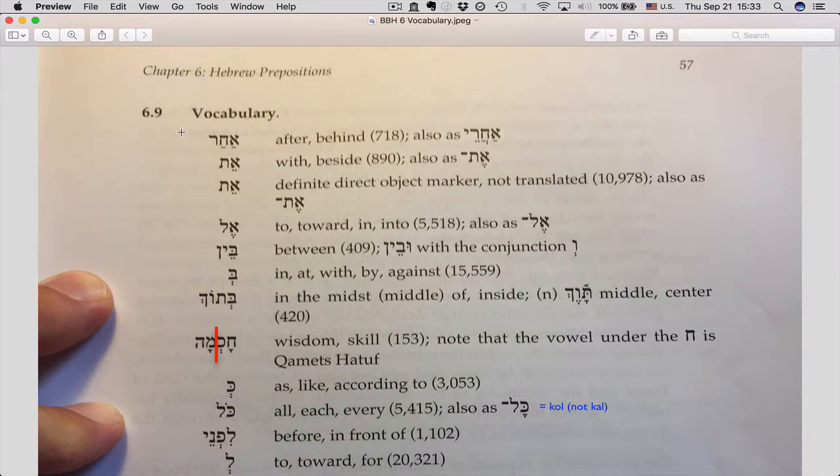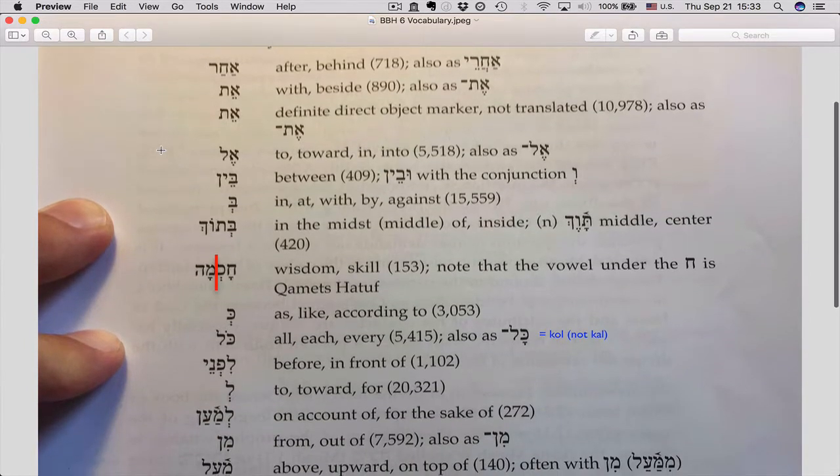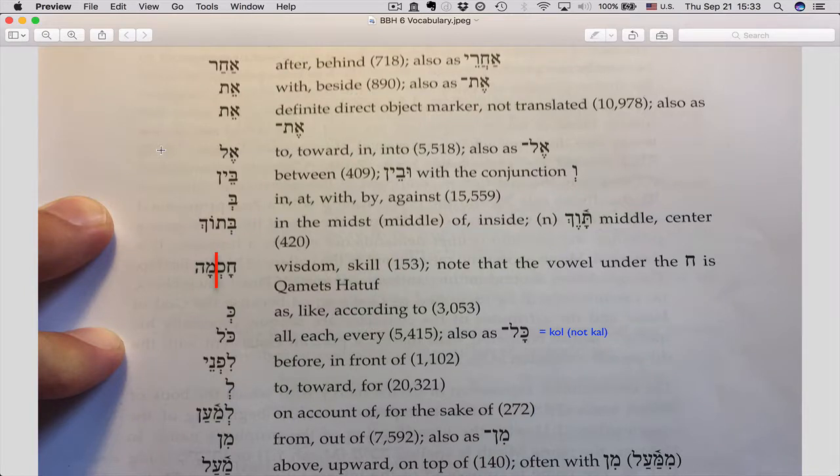Hi everyone, this is a quick reading of our vocabulary list from page 57 of chapter 6. This is the chapter 6 vocabulary. Number 1, achar, which means behind or after. You can also say acharei, means the same thing.